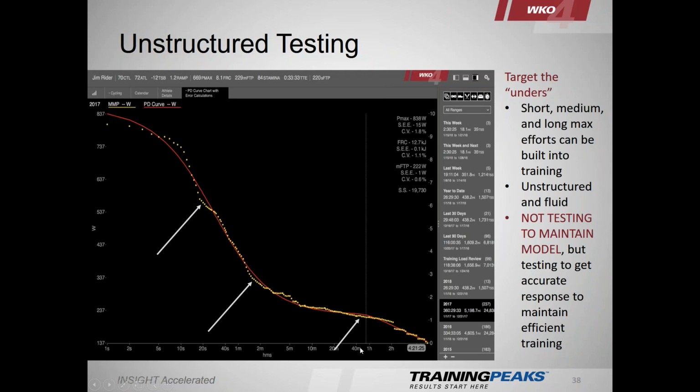So the reality is the testing can be unstructured, and once up and running, it's very easy to maintain the curve, but it does require some testing. A point I make all the time: I'm not testing to maintain the model. I don't really care about the shape of this. What I really want is the output metrics. I want to understand what is happening in the athlete themselves.